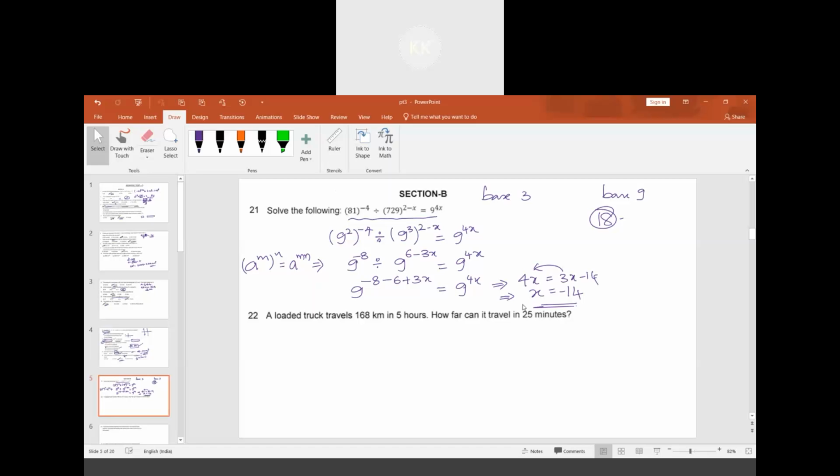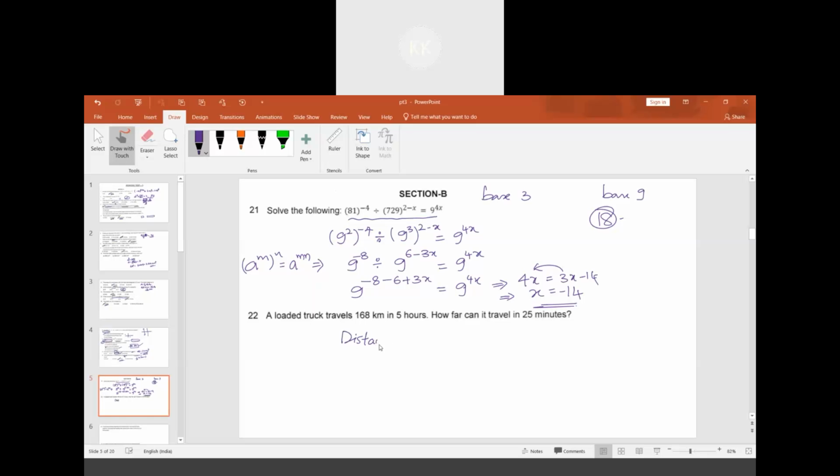So question number 22. A truck travels 168 kilometers in 5 hours. How far can it travel in 25 minutes? This is a direct proportion question. Either you use the unitary method, or else, as we had discussed in the class, we can make it as a table, distance and time taken.